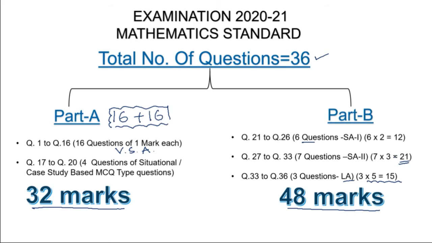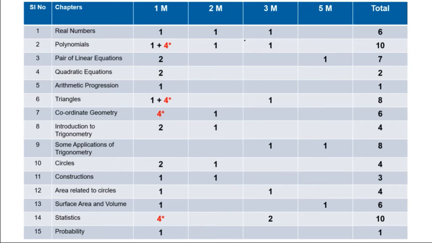When we looked at the sample paper published by CBSE, we found the marks distribution given for all the chapters, what is called the blueprint. I'll be briefing you on the blueprint of the sample paper. Look at this. Here you can see the serial number, the name of the chapters, 1 mark, 2 marks, 3 marks, 5 marks, and the total.